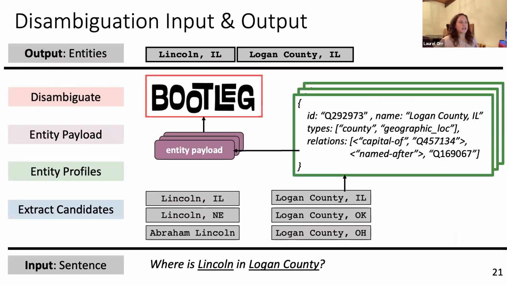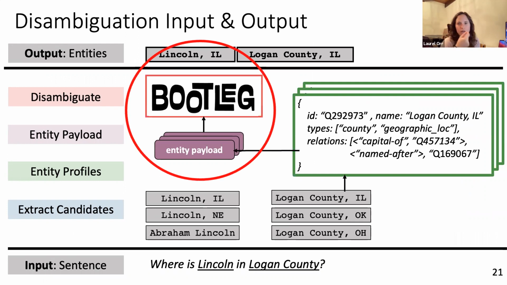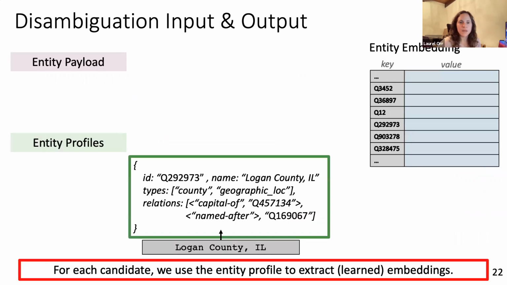Right. Okay. So here we are back to our high level diagram. And I'm really going to focus in on this piece here, which is the payload in the neural model, to explain to you how we use embeddings to learn signals at each layer of the hierarchy here. I'm going to break down what happens for a single candidate. So take Logan County, Illinois, and the profile generated from that.